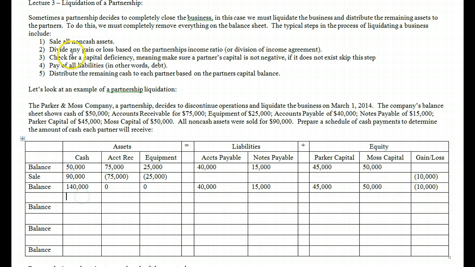All right, step 2 says we divide any gains or losses based on the partnership's income ratio. So anytime we're dividing gains or losses, we always do that based off of their pre-existing income ratio or their pre-existing agreement. All right, so what's happening in that case? Well, notice we have this 10,000 loss, and we need to allocate out that 10,000 loss. Well, who is going to get it? It's going to get split between our capitals, either Parker Capital and or Moss Capital. Well, again, we have to do it based off our ratio.